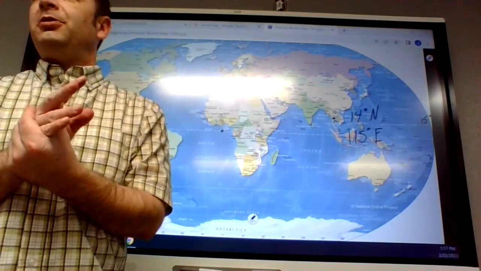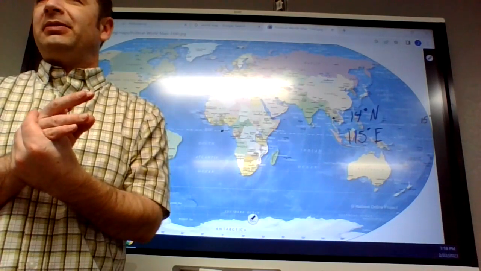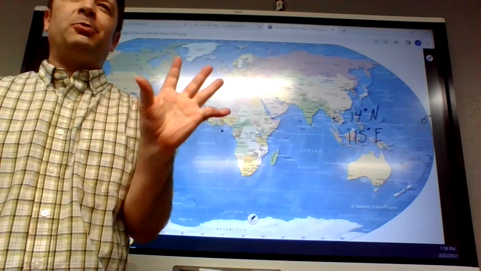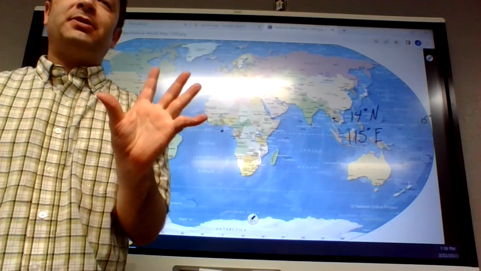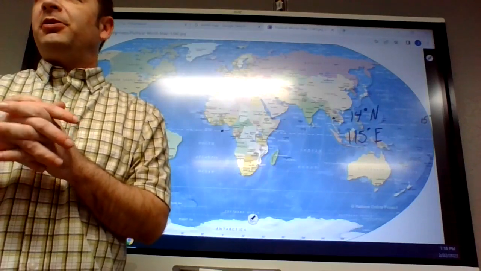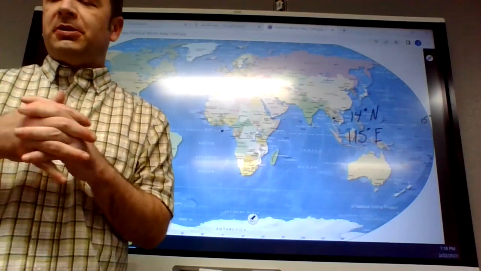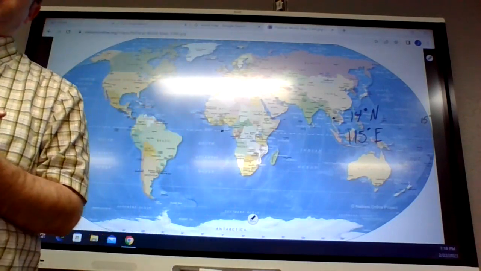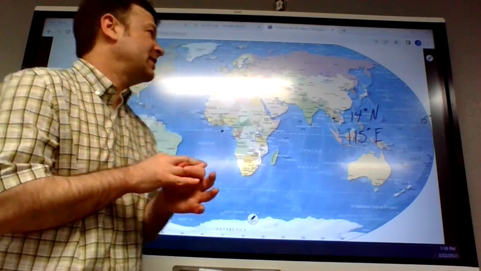So you can use your computer, but you cannot Google the coordinates. I want you guys to have some awareness of the world and how longitude and latitude works. So don't just plug it in, or don't go to Google Earth and plug it in. You have to use a map. It doesn't have to be exact.